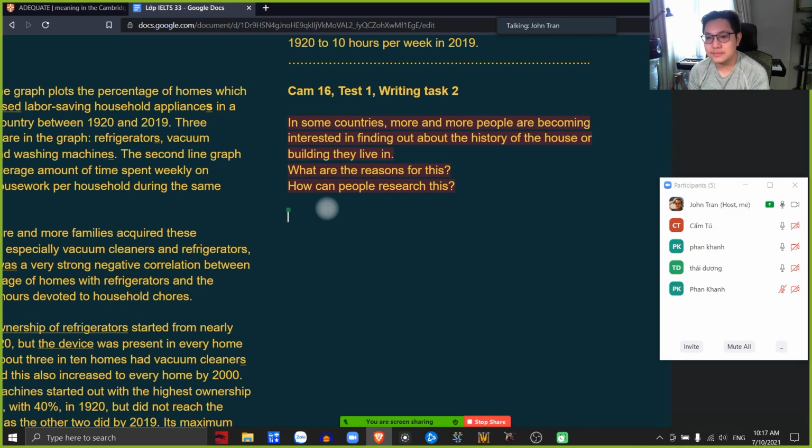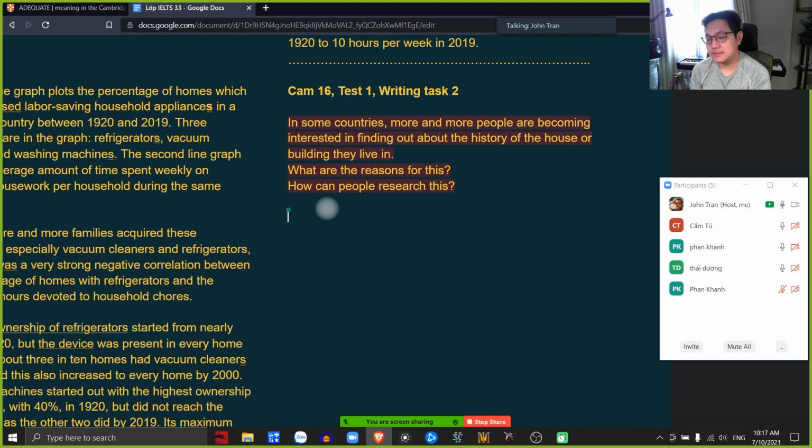And so, how do you know? How do you research the history of a house or building you live in? Can you just go on the internet to do that, class? Yes, of course. You can search in case your building is an old and famous one.